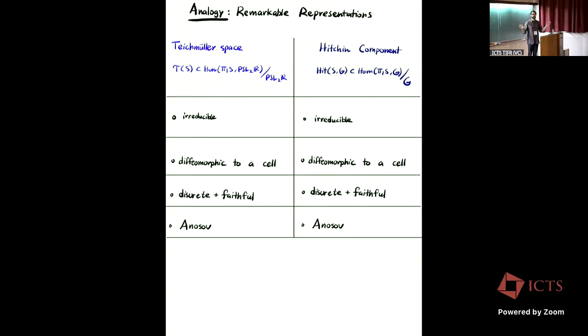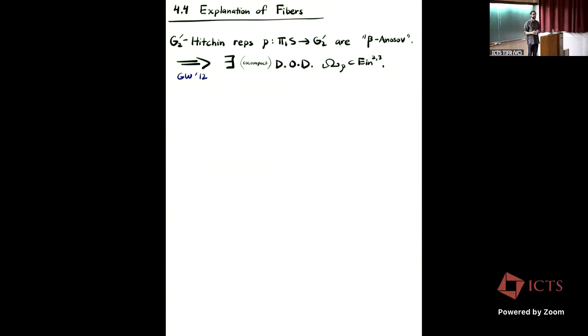Okay, why am I telling you about this? It's going to come back, I promise. So let's take a Hitchin representation to G2 prime. Such a representation satisfies some Anosov condition of some flavor. Okay, and because of that, you can invoke this theorem of Guichard and Wienhard from 2012, which says that there is a domain of discontinuity for this representation in the Einstein 2-3 universe. So you can follow this geometric group theory approach. Try to find some geometric structures for the G2 prime Hitchin component.